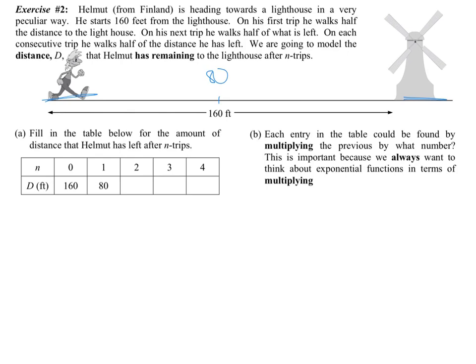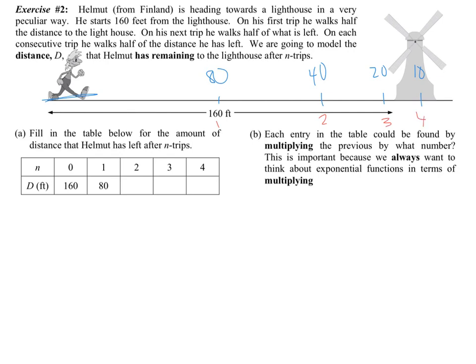On the next trip, he walks half of what is left. So half of what is left, so he walks 40 feet. On each consecutive trip, he walks half the distance he has left. So half of 40 is 20, and then half of 20 is 10, and so on. So this is our first trip, second trip, third trip, fourth trip.